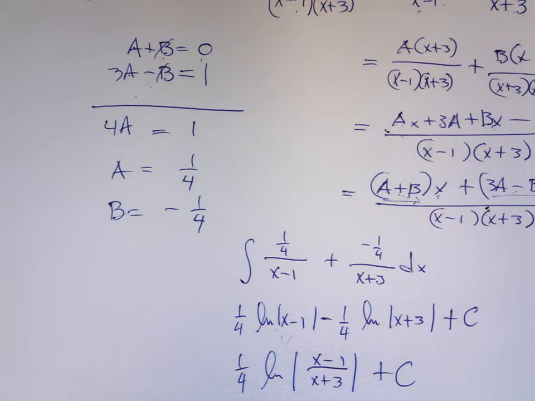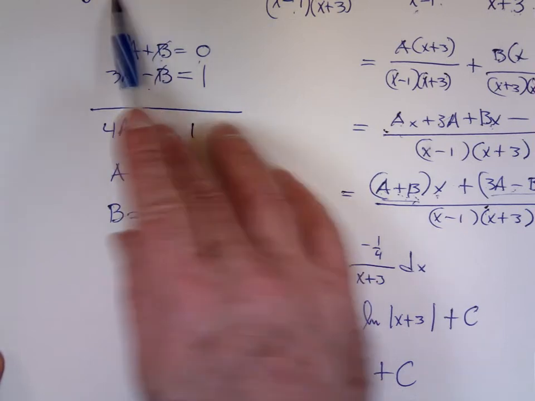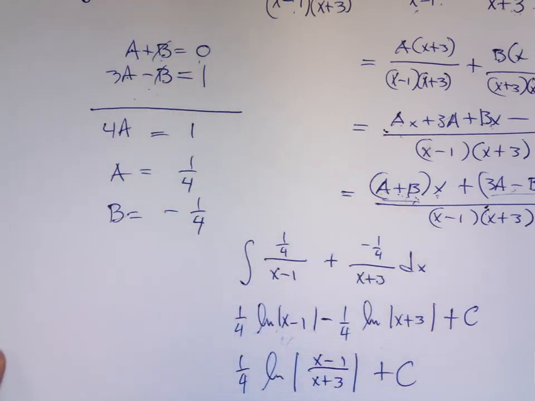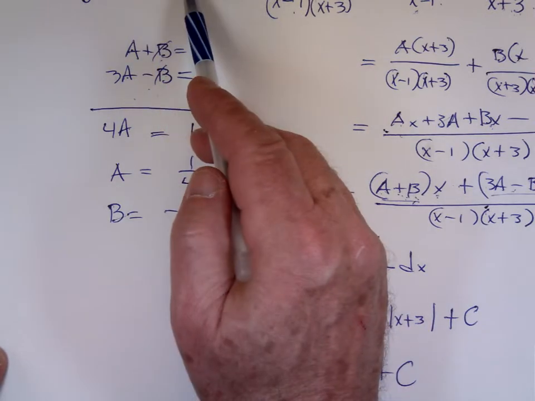No, of using partial fractions. This is the easiest one where you have the product of 2 linear factors. The next one I'm going to do is the product of 2 factors, one of which is repeated, like x minus 1, x plus 3 squared. That would be a much more difficult problem. And that's the 3 things you're going to do today.